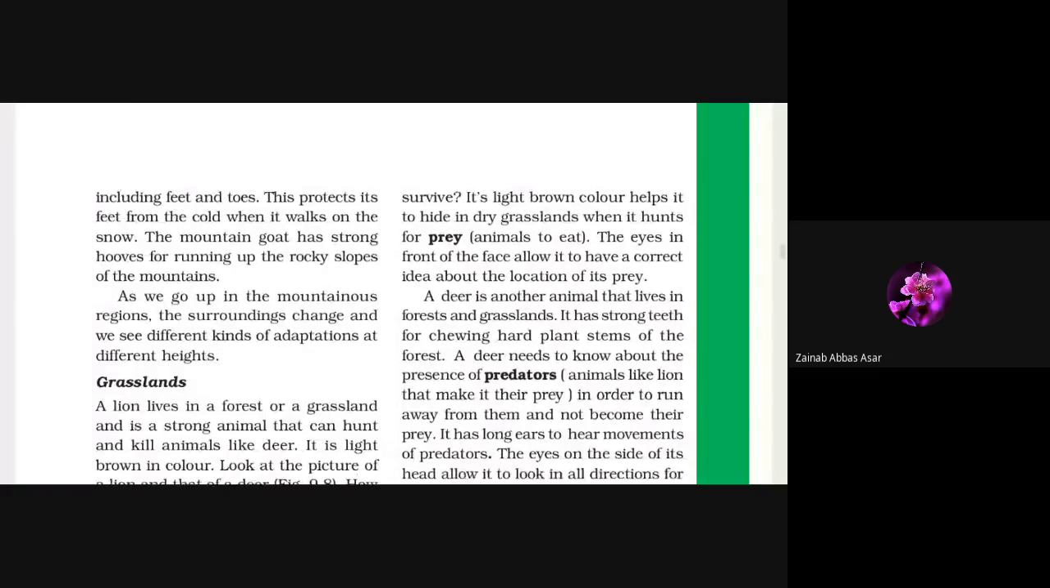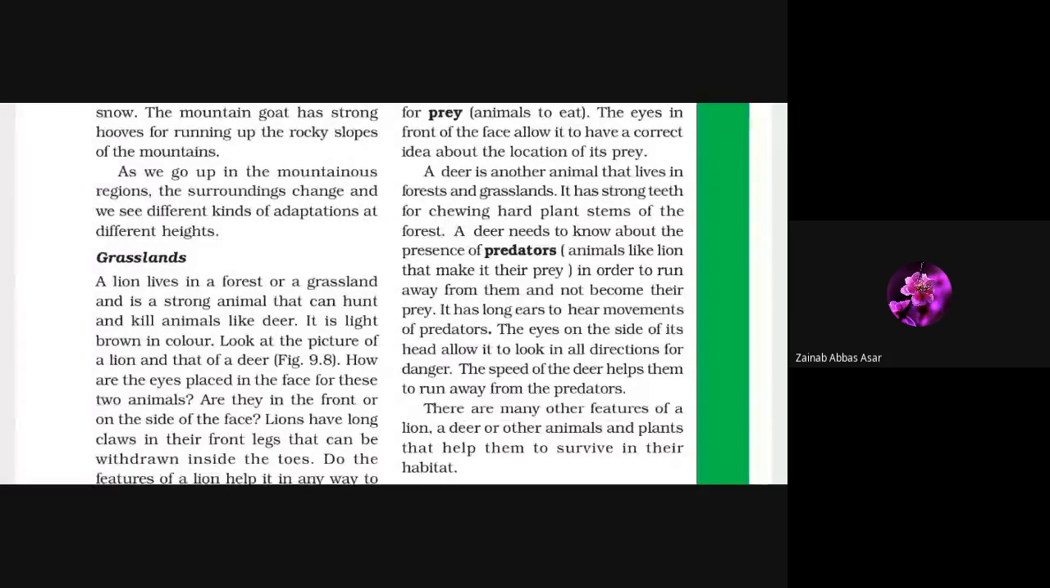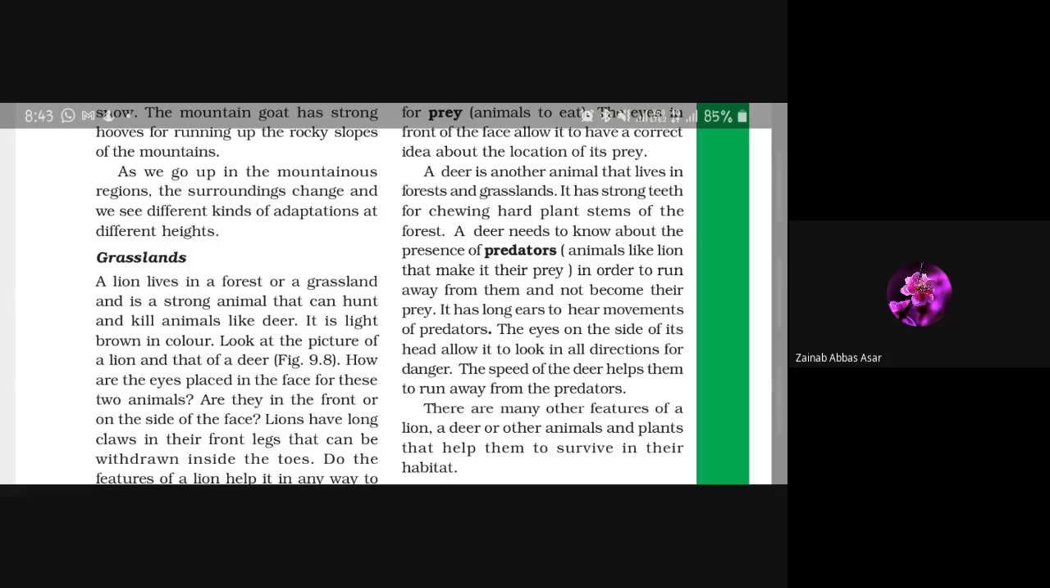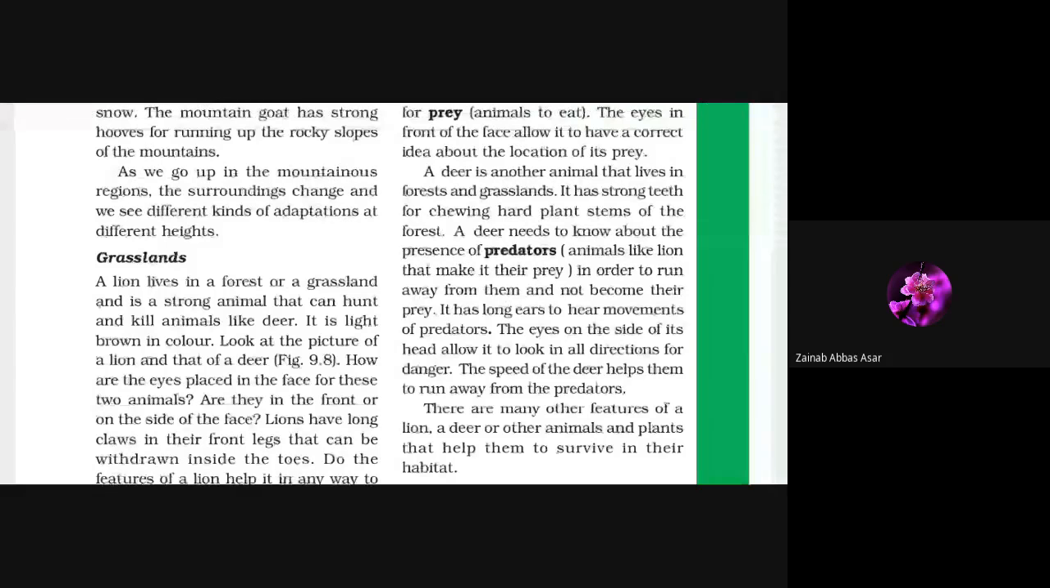Grassland. Okay, what is the time? Okay, it's 43. Only 2 minutes are left. We'll do it from here next day. Till then, take care and bye bye.